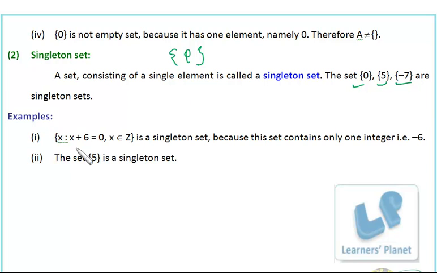Examples, we can say the set of x such that x plus 6 is 0. Now there is one value of x which, added to 6, produces the answer 0. That is -6 only, right? So this is a singleton set. The only value of x that will satisfy this relation is x equal to -6. There is one element in this set, so that's a singleton set.